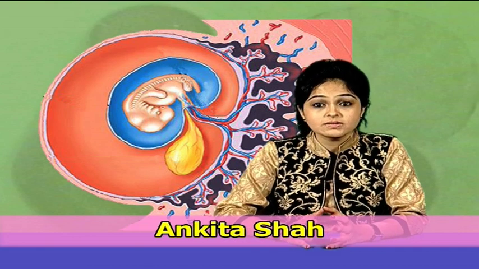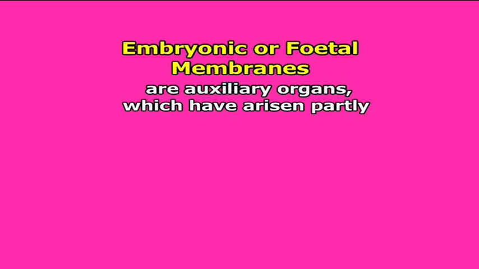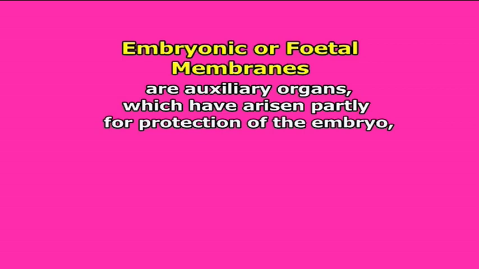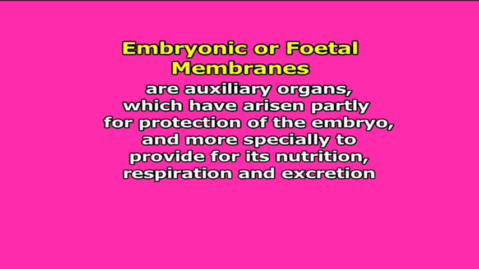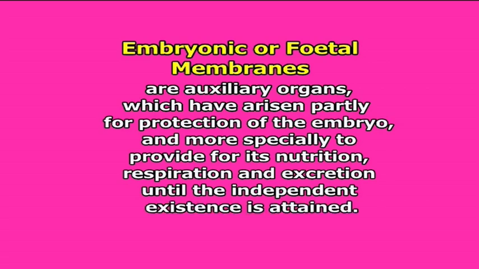In vertebrate embryonic development, only a part of the egg or the cleavage mass of cells forms the actual embryo, while other parts lying outside the embryonic territory develop into extraembryonic regions called embryonic or fetal membranes. Embryonic membranes are auxiliary organs which have arisen partly for protection of the embryo and more specially to provide for its nutrition, respiration and excretion until independent existence is attained.